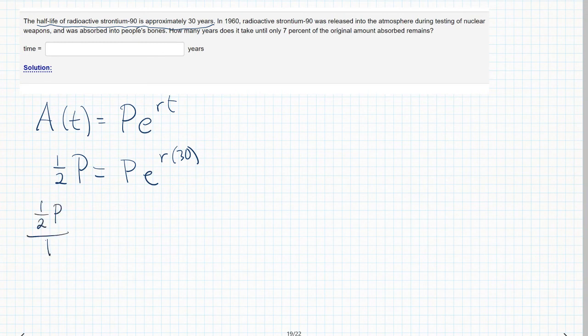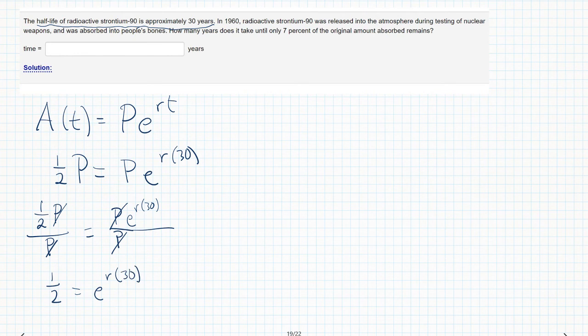So if we take 1/2 P divided by P equals P divided by P, then we have e to the r times 30. What happens? Well, the P's will cancel on this side, and the P's will cancel on that side. So you're left with 1/2 equals e raised to the r times 30. Now, how do we go from here?